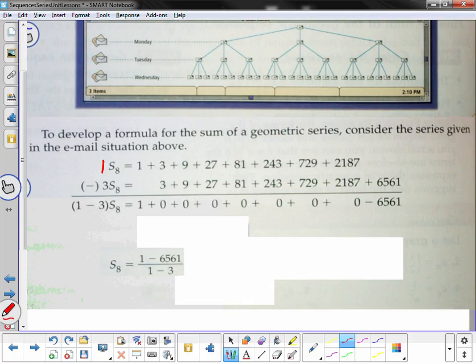Now, the thing I want you to notice is what I got here. The 1 was the first term in our series.